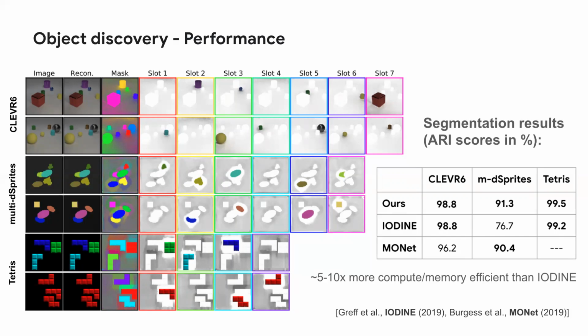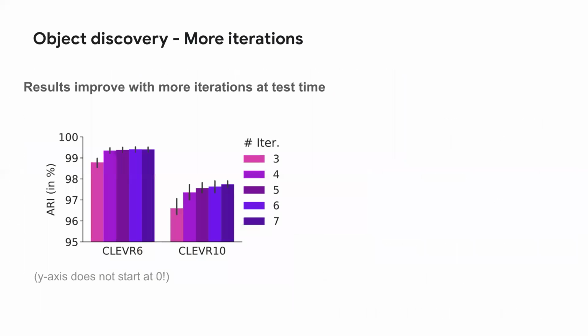And again, it's important to stress that Iodine and Monet are specific architectures for object discovery, while slot attention is much more general. As we saw, you can also do set prediction, but these are just two example tasks. It's really a general module that you can plug in the middle of the architecture. Again, here we show that you can increase the number of iterations and the performance measured in ARI goes up.